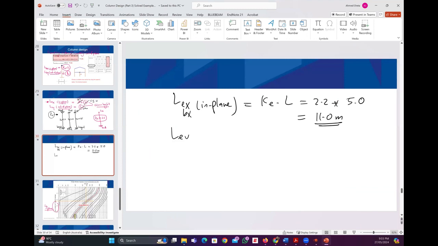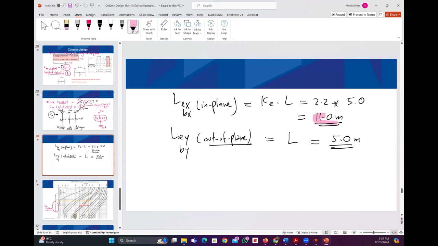L buckling Y, or L buckling about Y, or L buckling out of plane, all these names are okay. Equal to what directly? L, or KL? L. So how much is L? 5. So how much is the buckling length for our example here? L buckling Y is 5, L buckling X is 11.